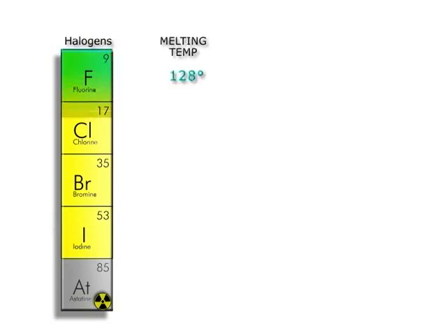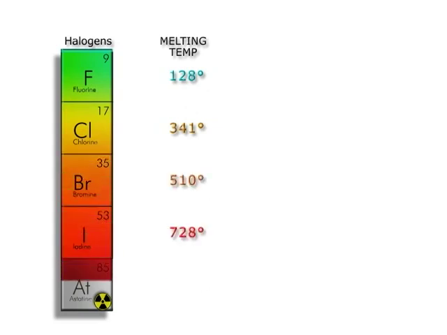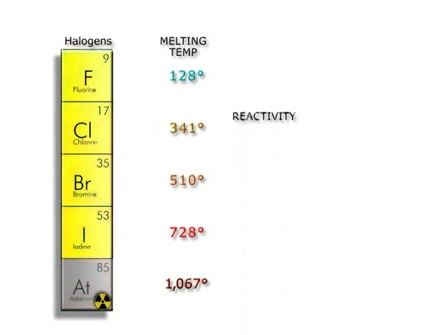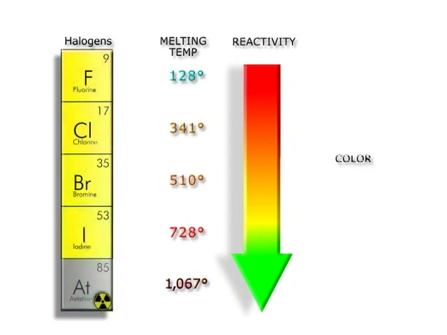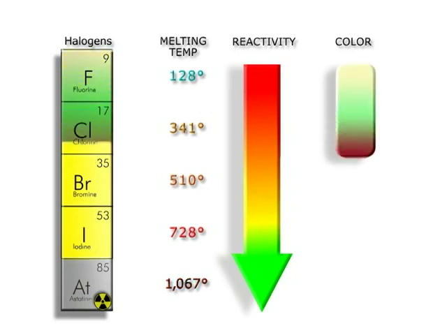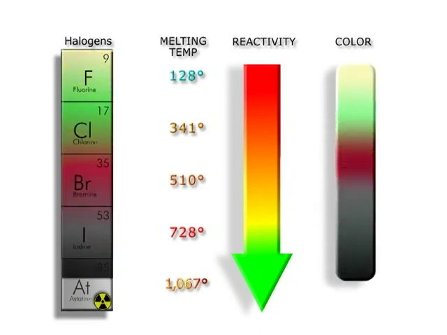128 degrees, 341, 510, 728, and 1067 degrees. They get decreasingly reactive from highly reactive fluorine to the more stable iodine. Astatine, of course, is radioactive, but if for some reason it was not radioactive and you could get enough of it together, it would probably be more stable than iodine. Also, the halogens get increasingly darker as you move down the family, starting at the pale yellowish fluorine all the way down to solid black astatine.